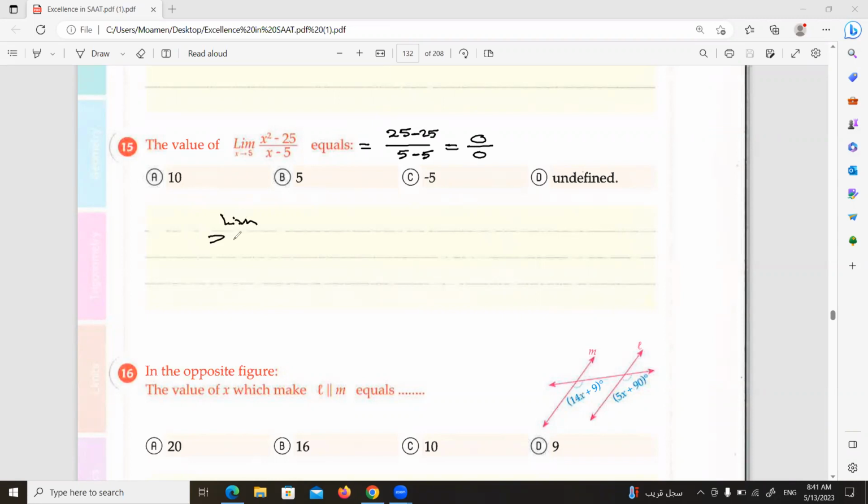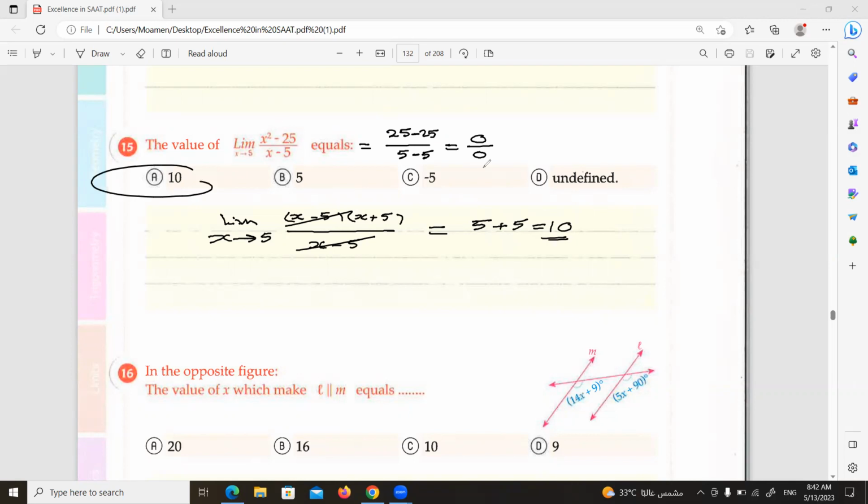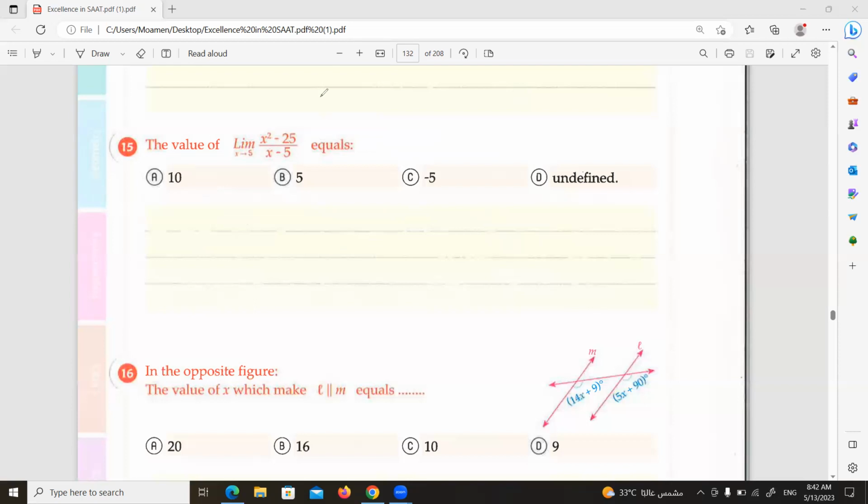So I write limit when x approaches 5. Up, we have a difference of two squares, which means x minus 5 and x plus 5. Down, we have x minus 5. Cancel x minus 5 with x minus 5. The remainder is x plus 5. Substitute by 5, so 5 plus 5 is equal to 10. So the result will be letter A, 10. So if we have a problem like this, we use direct substitution first. If you get an undetermined value, we use factorization to cancel. When you cancel, you can substitute the value of x, and this is the answer.